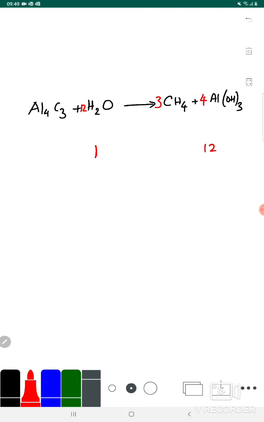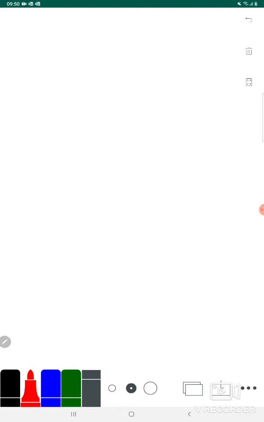So now coming to hydrogens, finally I have 24 hydrogens here, and when it comes to the right hand side, 3 4s are 12 and 4 3s are 12. I have 24 on the right hand side as well. So this particular expression or equation is balanced, right? Take down one more question.